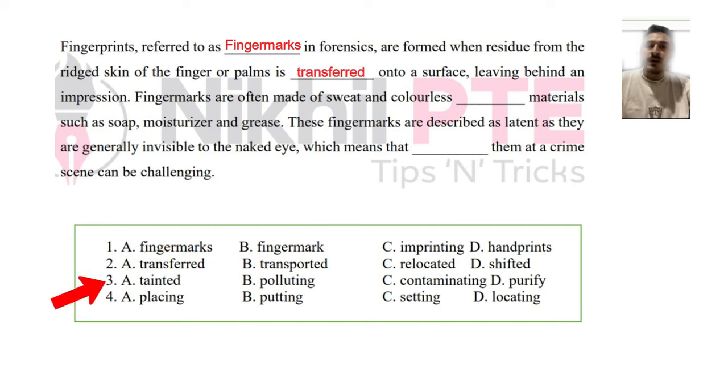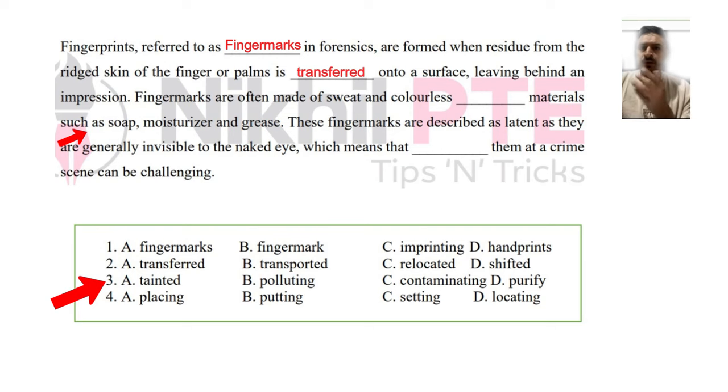Now moving to the third one: finger marks are often made of sweat and colorless dash materials such as soap, moisturizer and grease. So if you are confused between tainted, polluting, contaminating and purify, just check the question very carefully after the blank. After the blank, the question is giving some examples such as soap, moisturizer and grease. So you have to find the option which is related to these examples.